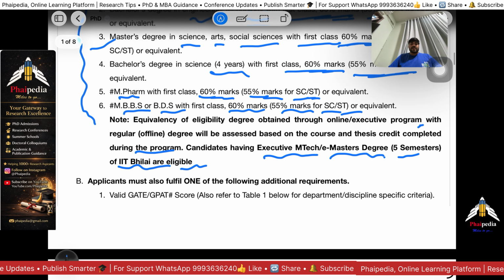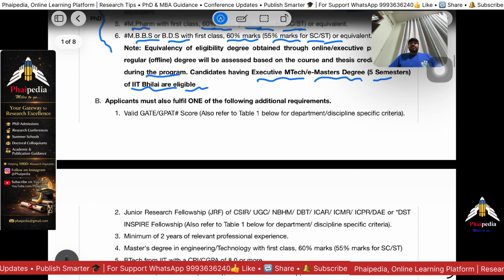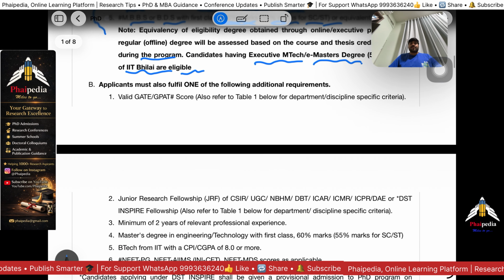Also, along with this graduation, you should have any one of the following additional requirements. First one is a valid GATE or GPAT score.